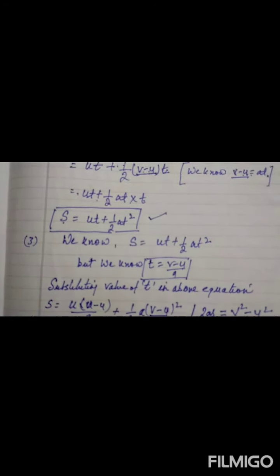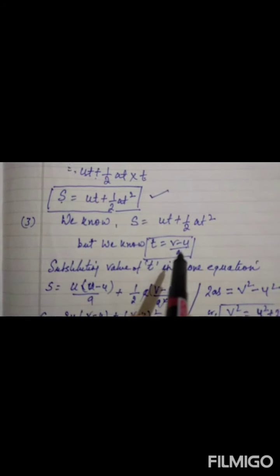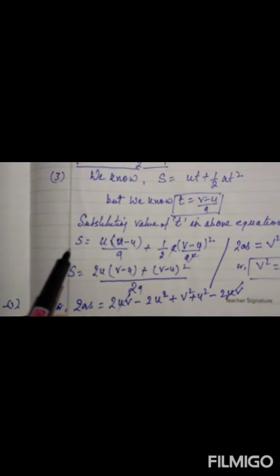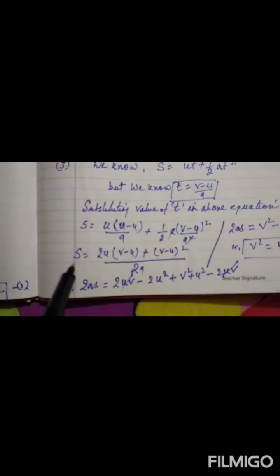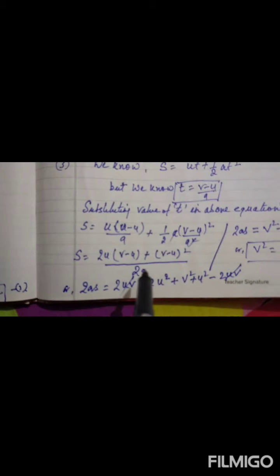Now the third equation. We know that s equals ut plus 1 by 2 at square. But we also know t equals v minus u by a. Now substituting the value of t in the above equation, we will get s equals u into the value of t, that is v minus u by a, plus 1 by 2 a into v minus u by a whole square. A will be cancelled. So this will become s equals u into v minus u by a plus v minus u whole square by 2a. LCM will be 2a.